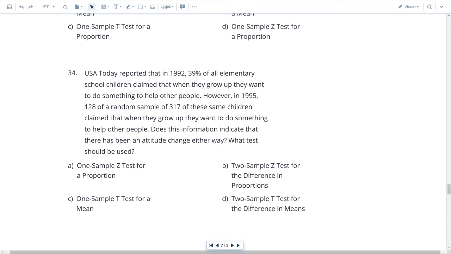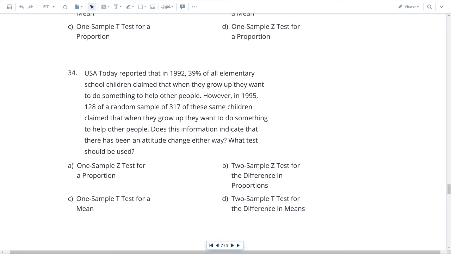39% is just what they reported. That's their claim. They don't say anything about a sample. Maybe they did do a sample, maybe they did a survey, maybe they did a poll, who the heck knows? But 39% is the assumed claim. Then a sample was taken in 95. This is a one sample z-test.